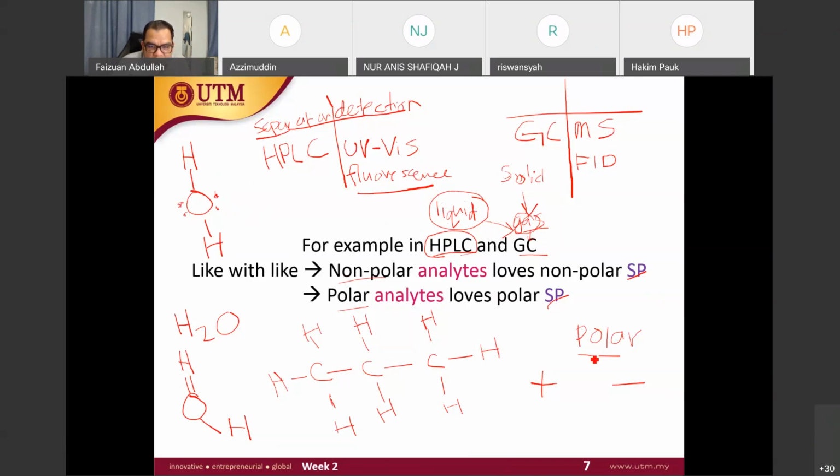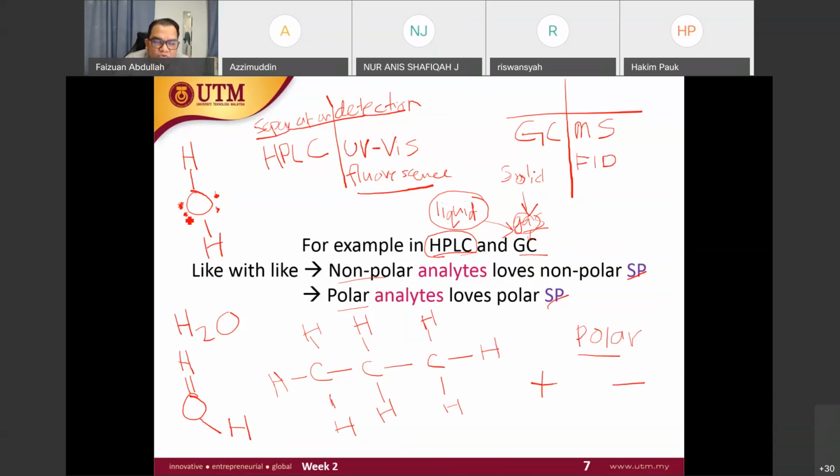Okay. Let me draw again. We have two lone pair electrons. So how do we say that the water molecule is polar? Why do you say that the water molecule is polar? Because the polar arrows do not cancel each other. The polar arrows go to oxygen. Yes, because we have a lot of lone pair electrons here at the oxygen.